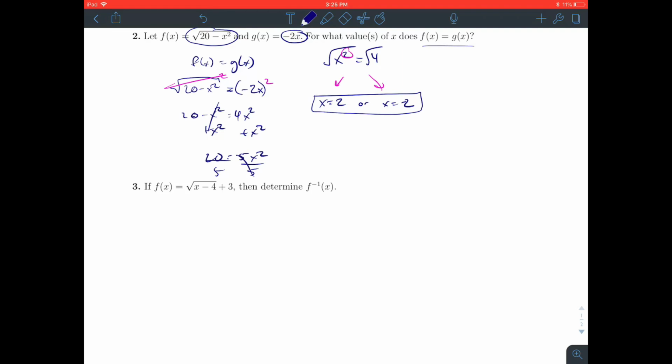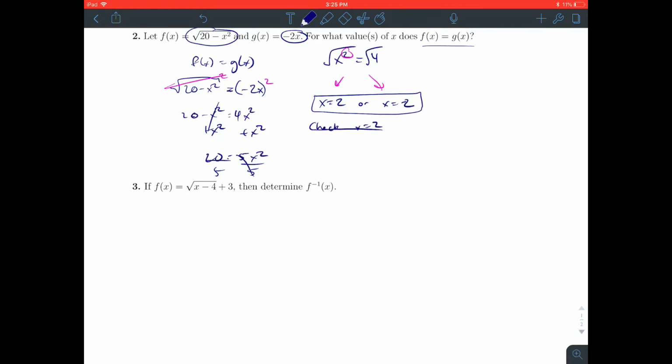Now remember with square roots, whenever you have a square root in the start of the problem, checking your answer is not an option. It's actually part of getting the final answer. So it's not that we're checking our answer to make sure we got it right. We're checking our answer because it's a necessary part of the problem in order to make sure we get the right solution. So let's check x equals 2 first.